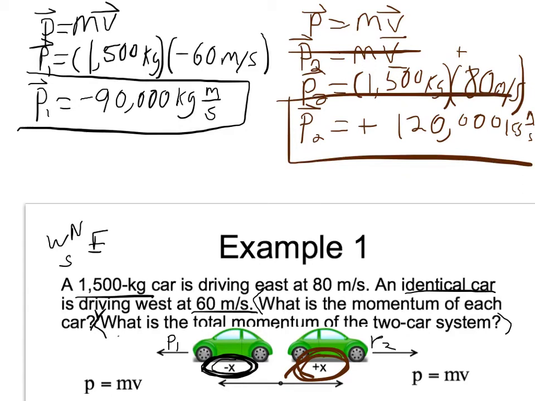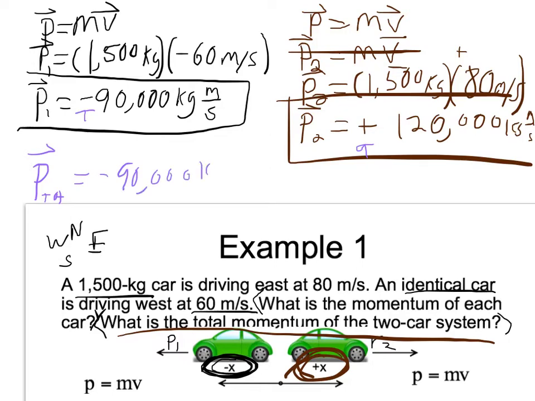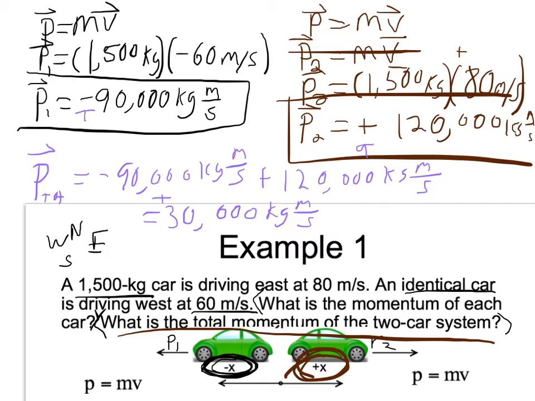Now the problem says, what is the total momentum of the two-car system? Well, since we kept our directions using positives and negatives, we can just add them together. So the total momentum, p total, is negative 90,000 kilogram meters per second plus 120,000 kilogram meters per second. Negative 90 plus 120 is positive 30, and that's 30,000 kilogram meters per second. Positive, letting us know it is in the eastward direction.